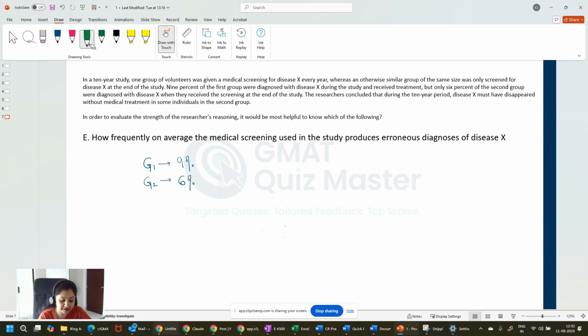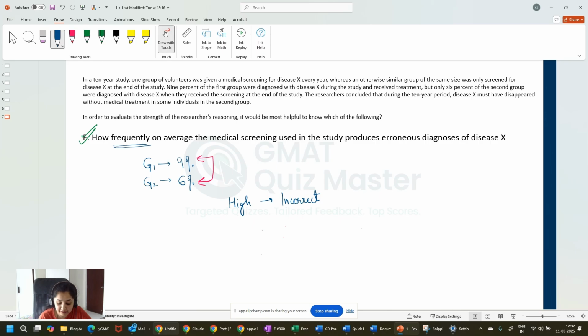Choice E. Now, choice E is the correct answer because it addresses an important aspect, which is the reliability of the screening process that has been used. How reliable are the results that are obtained from this screening process? So, let's understand this choice better. If the frequency of giving incorrect output is high, it means that these numbers are not reliable. These numbers may be incorrect. In that case, any conclusion which is based on these numbers, which is explaining the reason behind the difference in these numbers, will not be reliable, right?